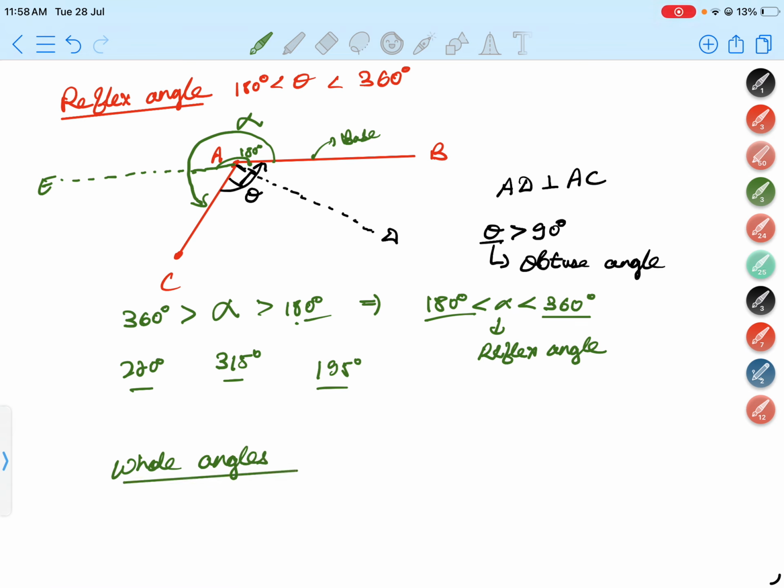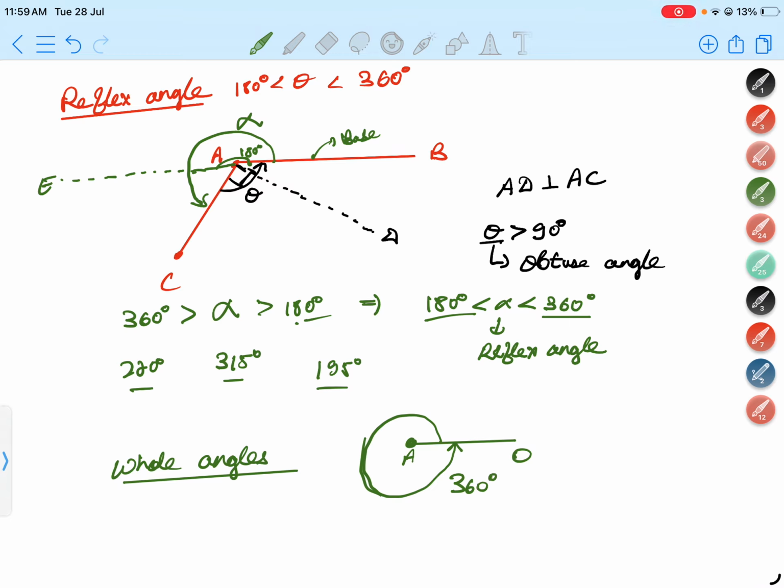Whole angles are those angles which have a measure of 360 degree. That is, if I start from this point, let's say AO, where A is the point, and if I circle around and come back to this point, then I would have covered a complete rotation around the axis or the point A, and this entire rotation is nothing more than 360 degree measure.